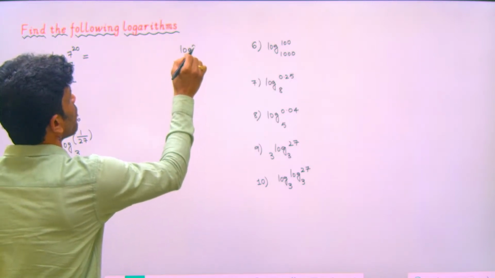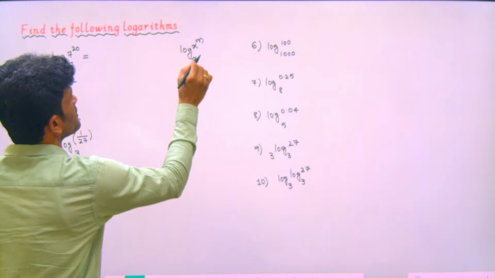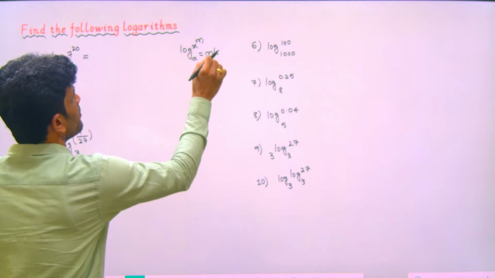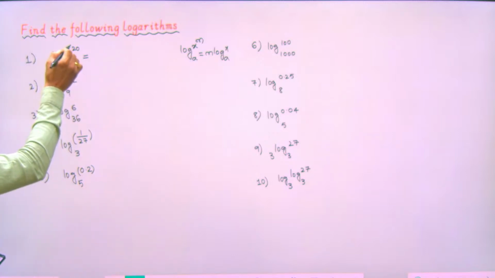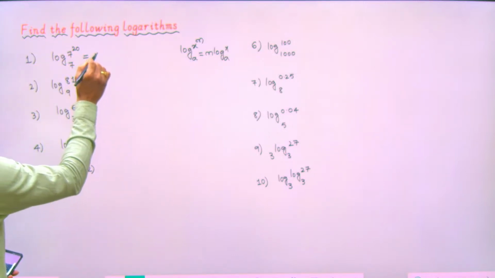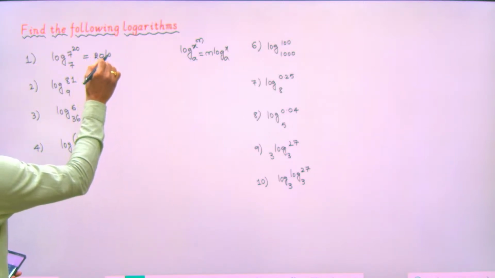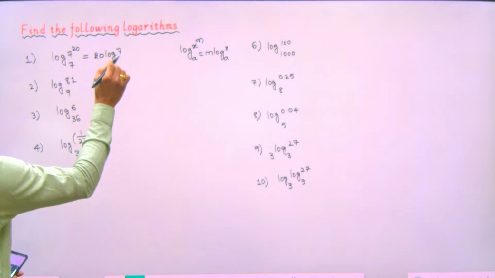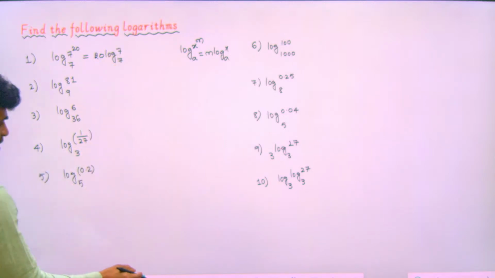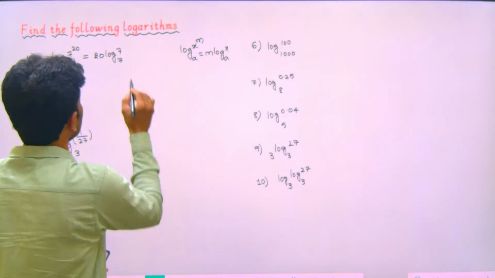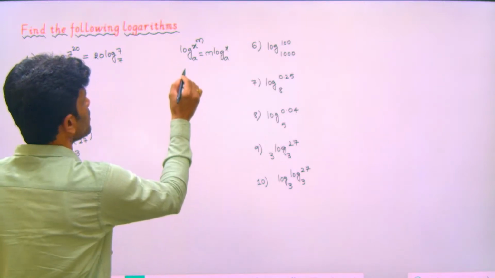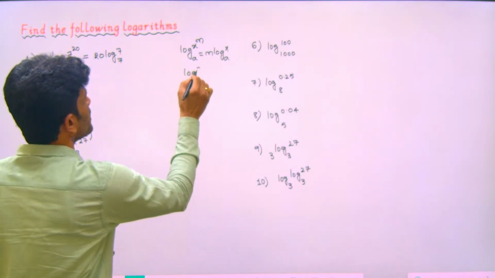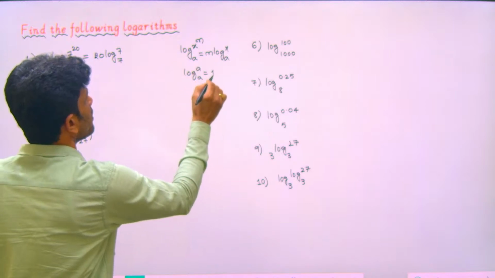It is looking like log x to the power of m to the base a, which can be written as m log x to the base a. According to that, this power should be multiplied in front. So it will become 20 log 7 to the base 7. Now again I said one more formula here. What is that? Log a to the base a is equal to 1.